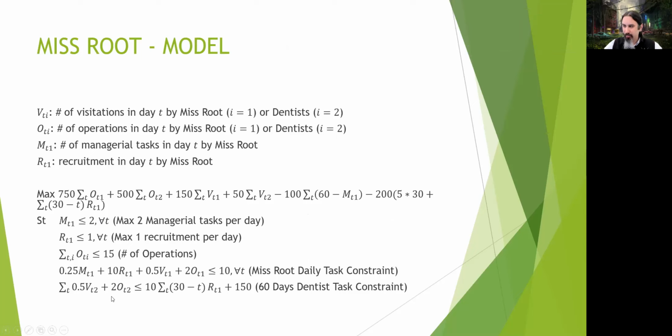Now, these 2 constraints, these are the most important ones. These are how Miss Ruth and the dentist can allocate their times. Okay, what will they be doing on each day? Now, think about it. They have 10 hours only per day. So each day, for Miss Ruth at least, you can spend 10 hours. And these 10 hours can be divided between time we have spent doing all our tasks.